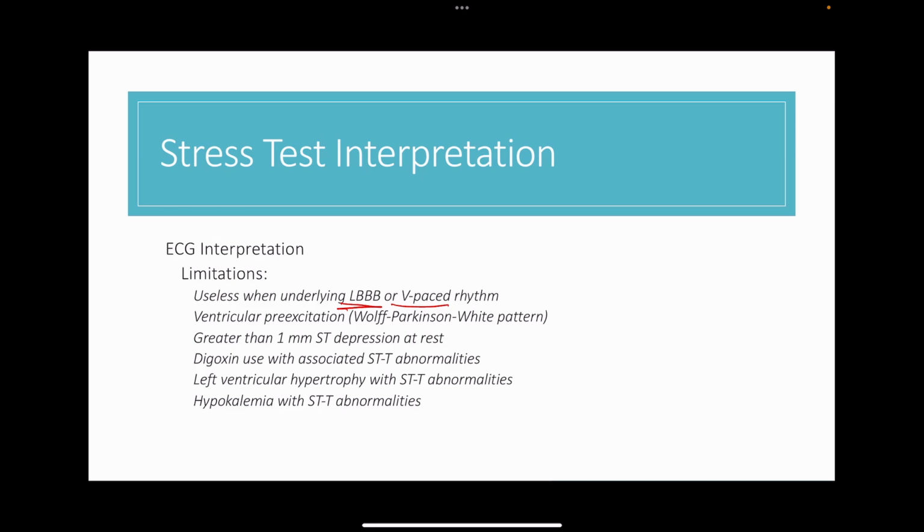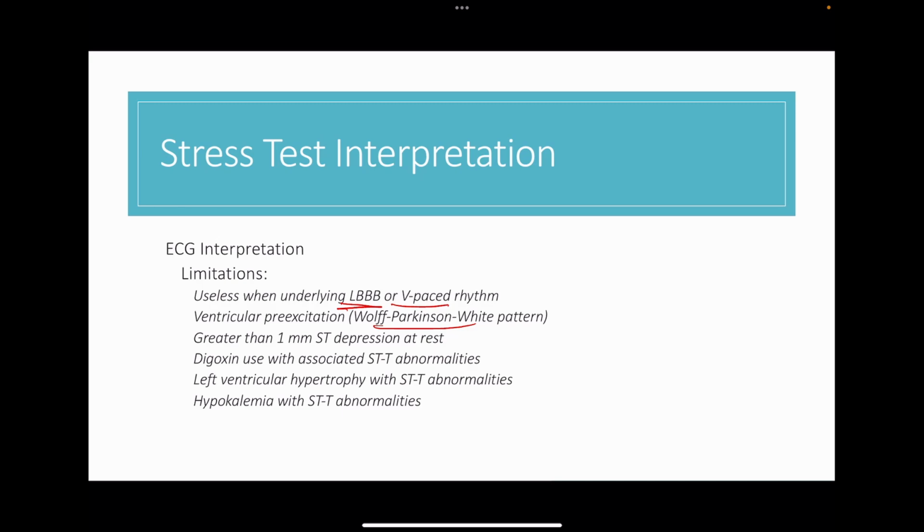If they have an underlying left bundle, you can't do it because you can't see any ST changes. If they have WPW, you can't do it. Remember, what is WPW? Wolff-Parkinson-White. What is the ECG finding with Wolff-Parkinson-White? The delta wave, a sluggish wave. It's going to alter the QRS complex.